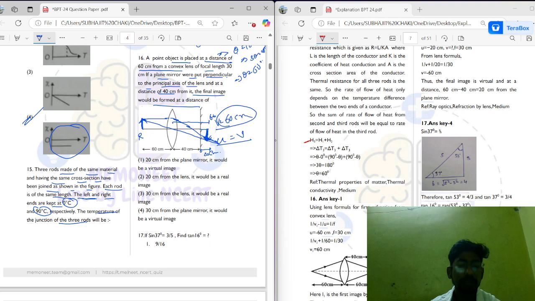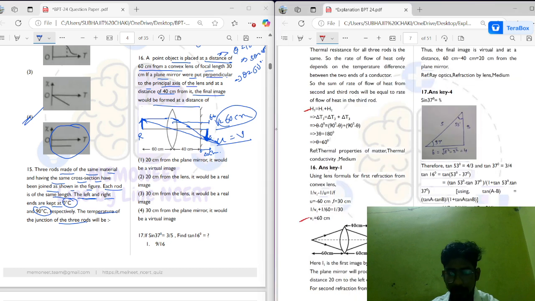Here V equals 60, as I told you. The image is formed 20 cm from the mirror, right? So for the second refraction of the convex lens, the final image will be virtual and at a distance 60 cm from the plane mirror. Due to the plane mirror being placed, the image will be a virtual image. So option number 1 will be the correct answer.